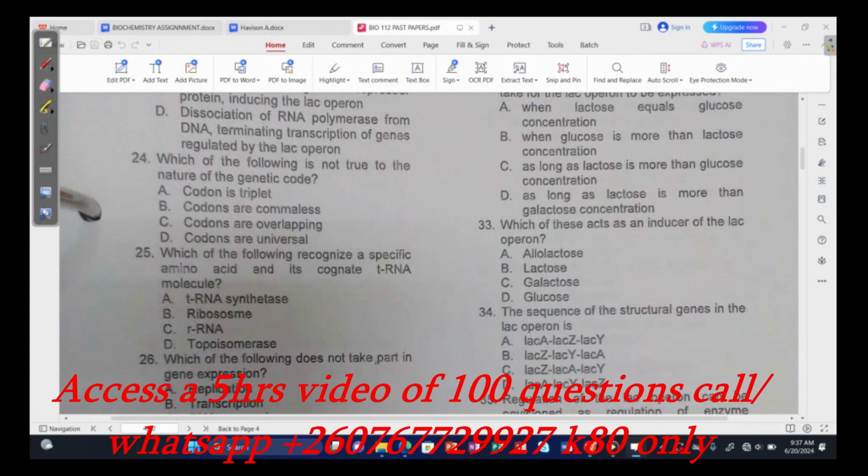25. Which of the following recognizes a specific amino acid and its cognate tRNA molecule? So this is a repeat of, I think, question 7. The answer is tRNA synthetase. You can go back to question 7. I explained there. It's a repeat. Then we move on to 26.